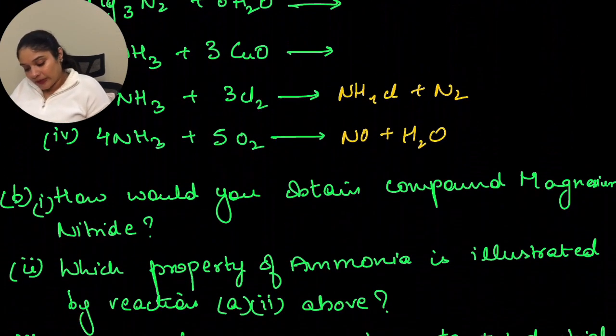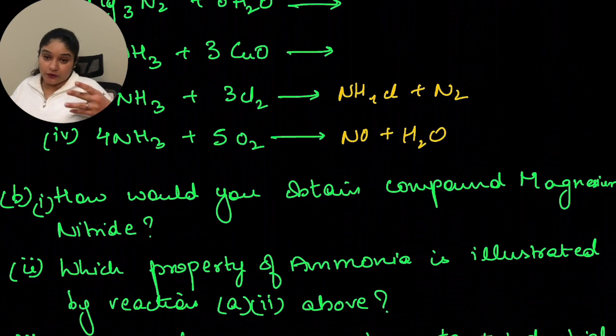How would you obtain compound magnesium nitride? So how do you obtain that? You obtain it by burning magnesium ribbon in a jar of nitrogen. So when you burn magnesium in a jar of nitrogen, you get magnesium nitride.